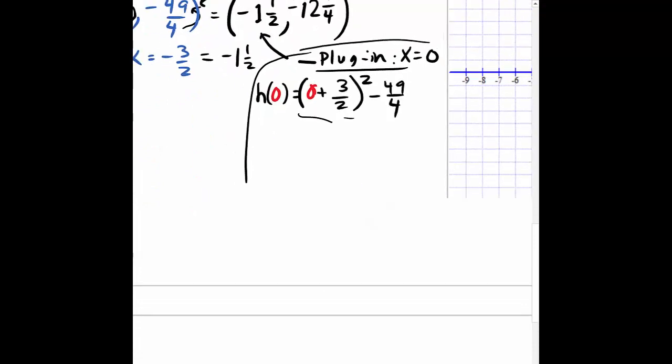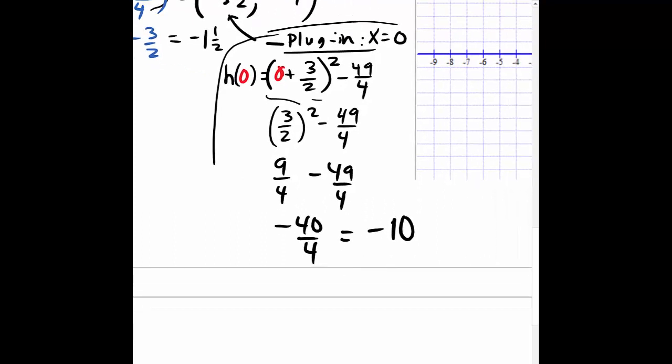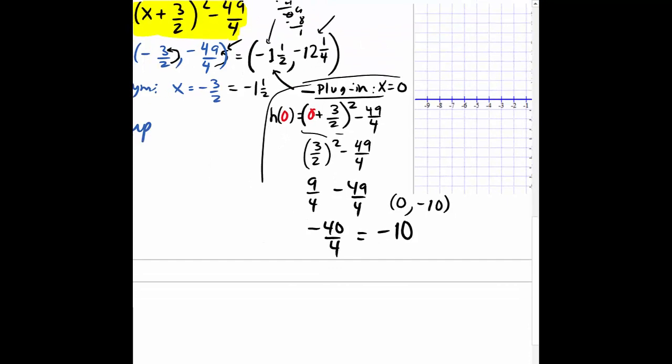So we got 0 plus 3 halves, that's 3 halves, squared, minus 49/4. Okay, 3 halves squared, that's 9/4. At least these have like denominators. 9 minus 49 is negative 40/4. Hey! That's negative 10! Yay! So it's a nice point. The x value was 0, and the y value is negative 10. Alright.